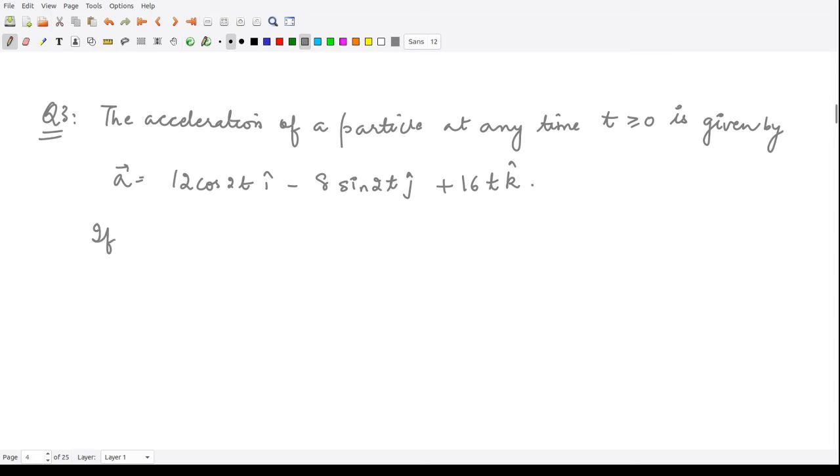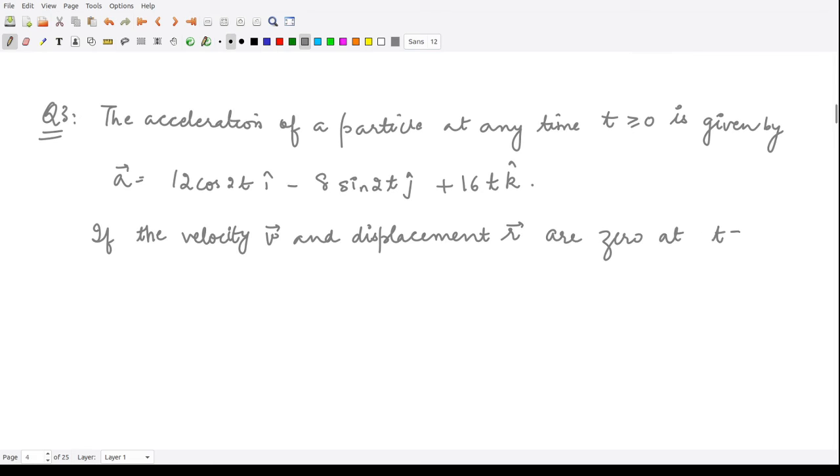Now they are saying that the velocity vector v and displacement vector r are 0 at t is equal to 0. So this is the condition that we are given. They are asking you to find the value of vector v and vector r at any time t. That means from the given acceleration we are to compute the value of velocity and displacement.